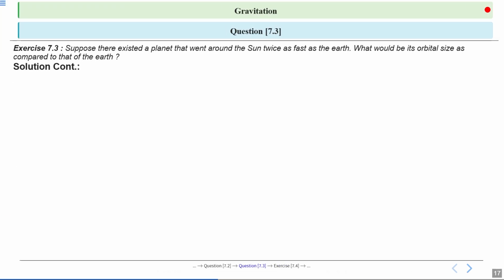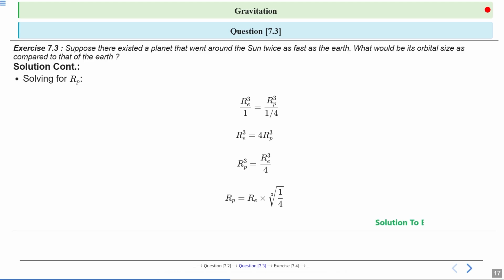Now solving for Rp. So Re³/1 = Rp³/(1/4). So Re³ = 4 Rp³. So Rp³ = Re³/4. So Rp = Re × cube root of 1/4. Solving these calculations, you will get Rp.